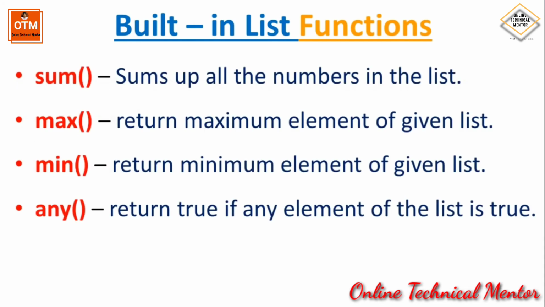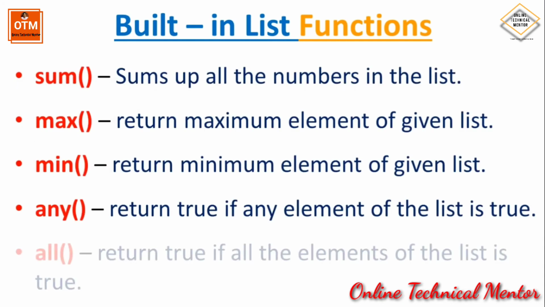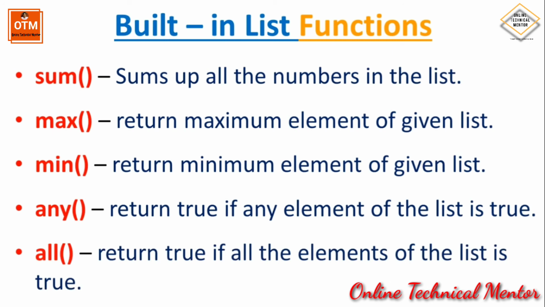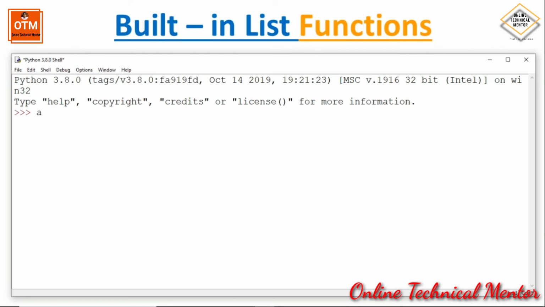Along with this any method, there is another method which is very important, that is all. The all method returns true if all the elements of the list are true, or if the iterable is empty. All can be thought of as a sequence of AND operations. Let me show you an example. Suppose I am considering a list which has all its elements as true, and if I write all of A, it will return true because all the elements of this list are true.